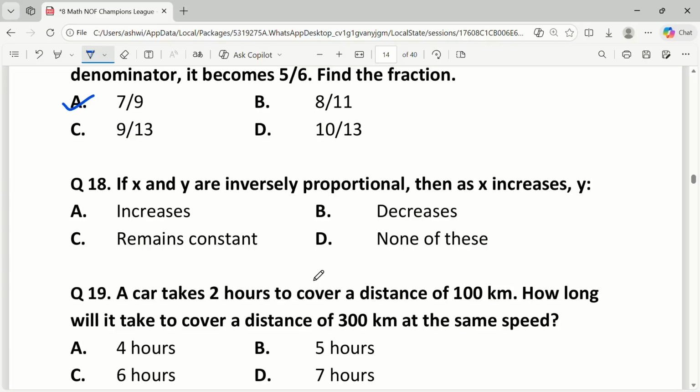Question 18. If x and y are inversely proportional, then as x increases, y decreases. If x and y are inversely proportional, the product is constant, xy is equal to k. As x increases, y must decrease to keep the product k constant.